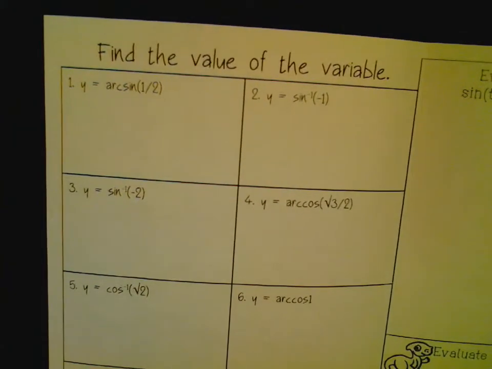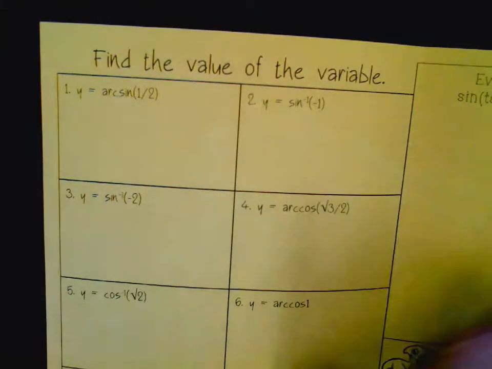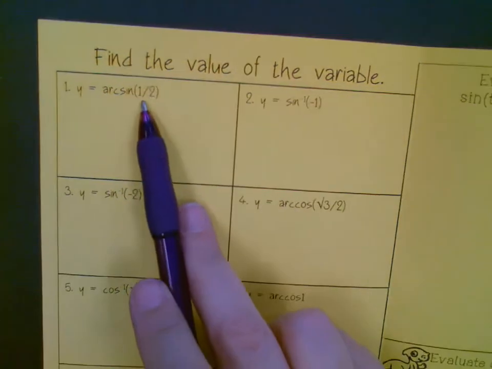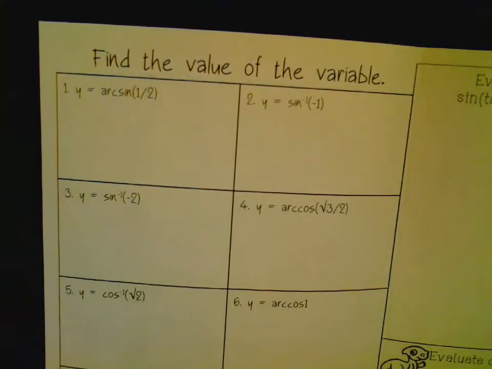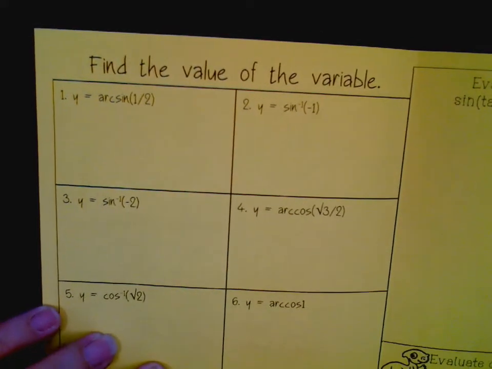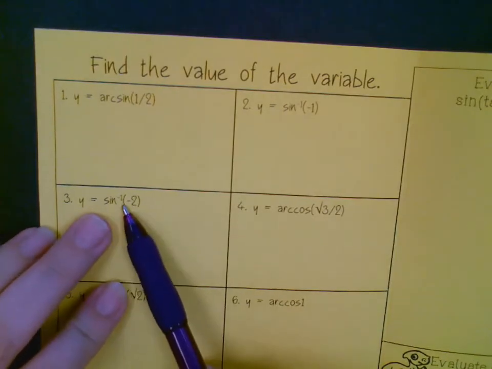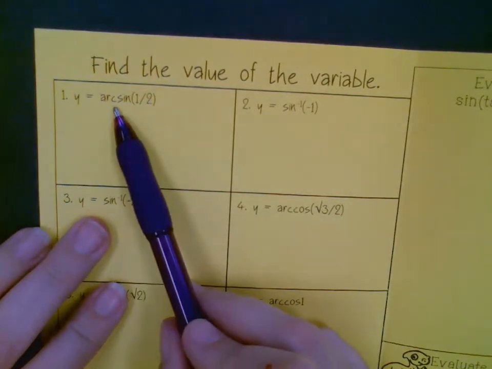So we're finding the value of the variable. So for these, are we finding angles or are we finding side ratios? Good. We're finding angles. And one way I know that without doing anything is that they gave us 1/2. That's our side ratio. So that means that y is going to be our angle. So they wrote it as y equals arc sine. And arc sine is another way to represent inverse. So they might write it like y equals sine to the -1 for the inverse, or they might write it as arc sine. And it's really the same thing.